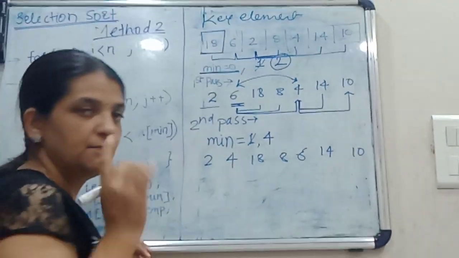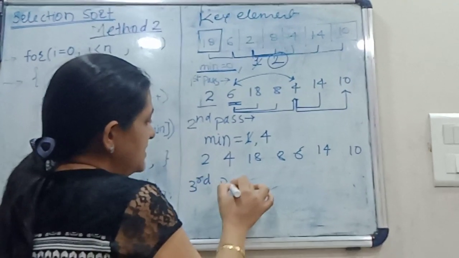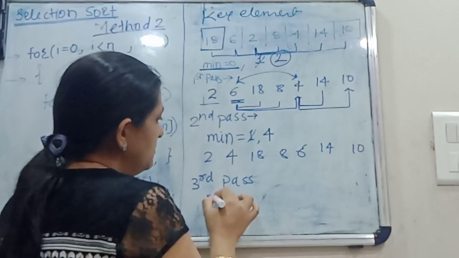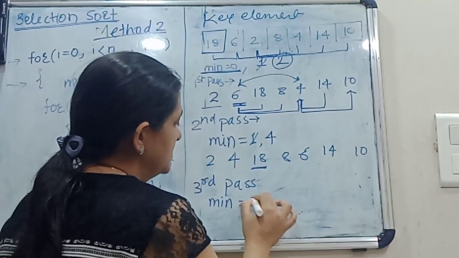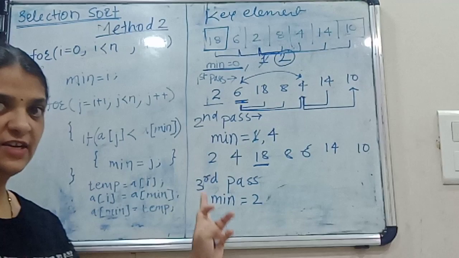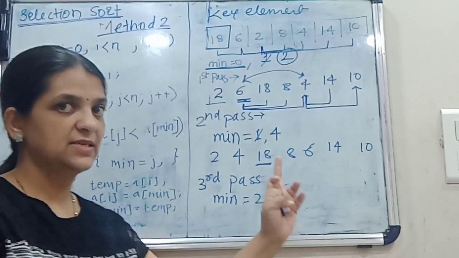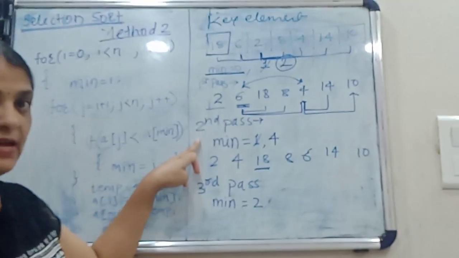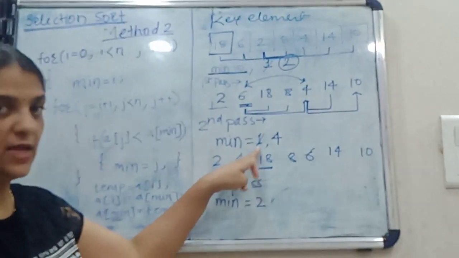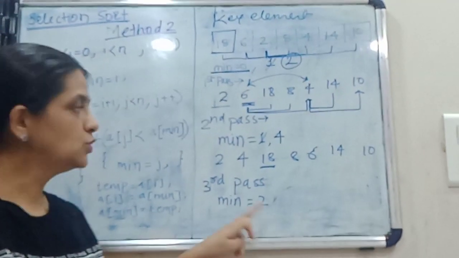After the second pass, now we will start with the third pass, and in the third pass min will be considered as 2. You are shifting your min position by one position in each pass. In the first pass we considered min as 0, in the second pass we considered min as 1, and now in the third pass we are considering min as 2.